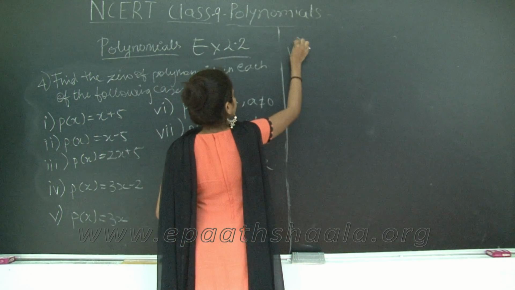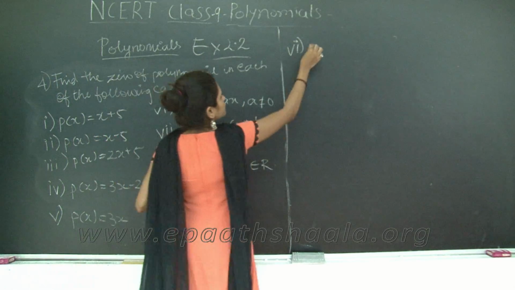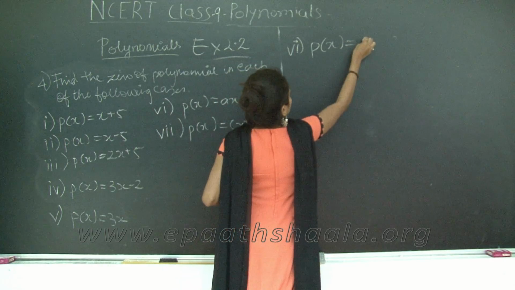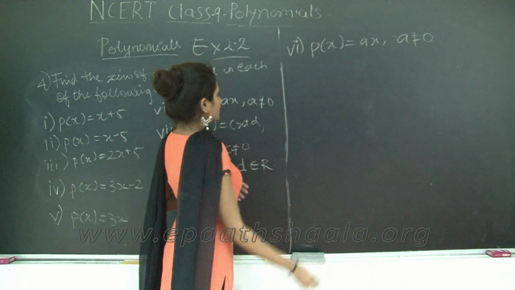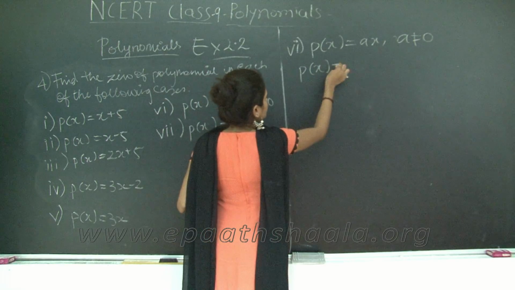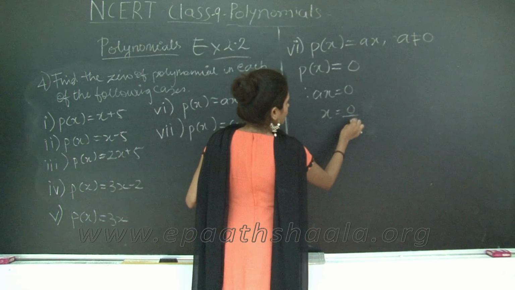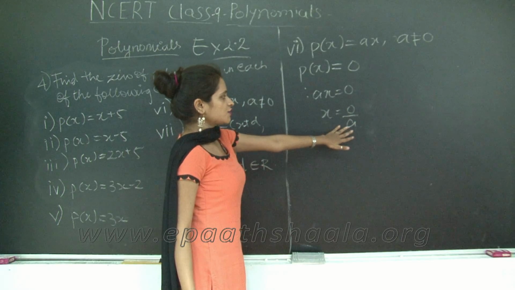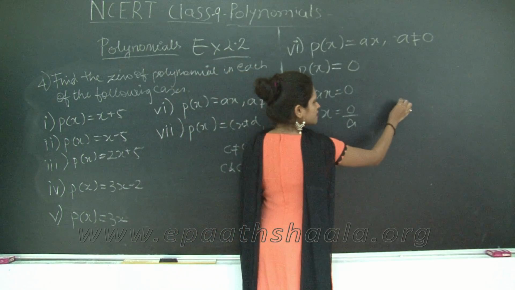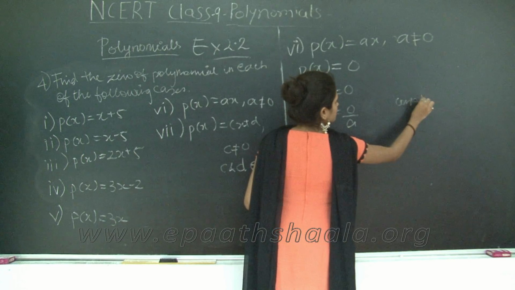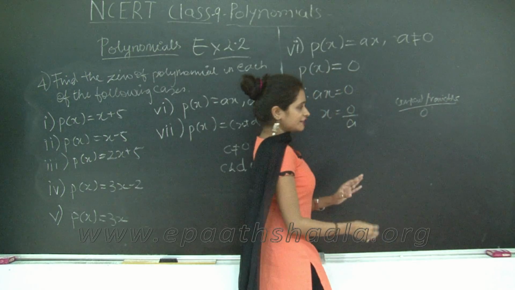Okay, the sixth sum now. p(x) is equal to ax and a is not equal to 0. I'll tell you why they have mentioned a is not equal to 0. First, let's just follow the standard. p(x) is equal to 0. Therefore, ax is equal to 0. Therefore, x is equal to 0 upon a. Now, 0 divided by anything gives you 0. But if a would have been 0, this would have been any constant or variable divided by 0, which is not defined.